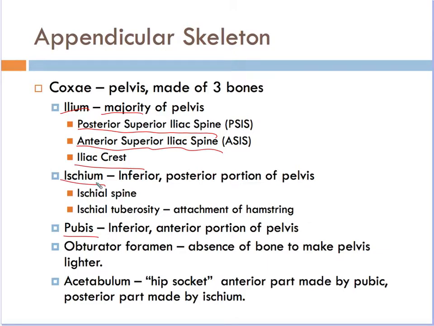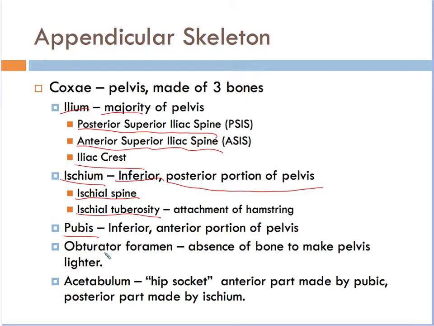Your ischium is the inferior, so the bottom portion and posterior portion of the pelvis. This is kind of your sits bone, the bone that you sit on. The ischium is made of your ischial spine and your ischial tuberosity, which is where your hamstrings attach. And then you have your pubis, which is the inferior and anterior portion of the pelvis, which we will look at.